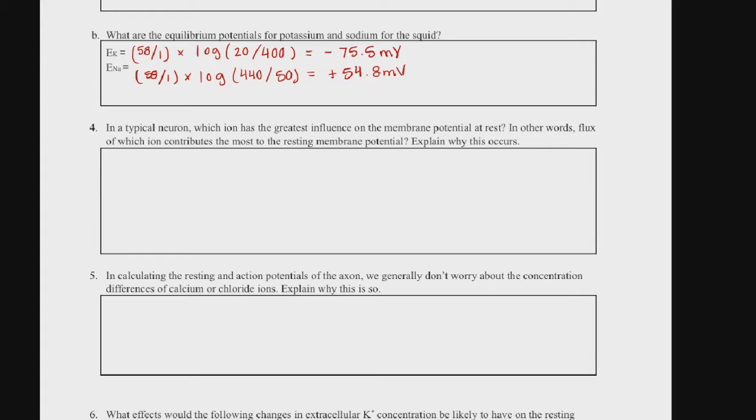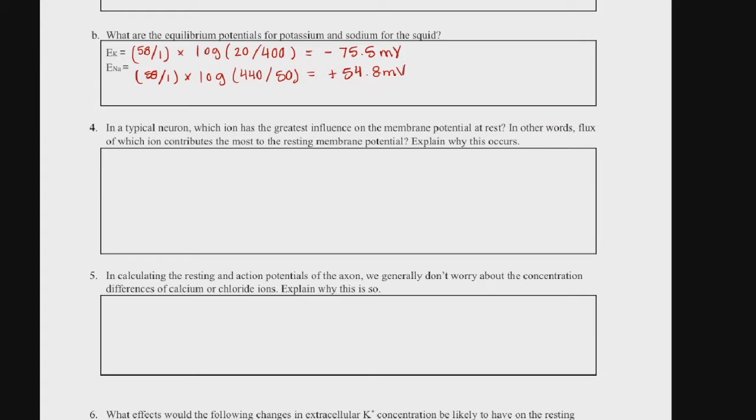So, number 4. In a typical neuron, which ion has the greatest influence on the membrane potential at rest? In other words, flux of which ion contributes the most to the resting potential? And explain why this occurs.